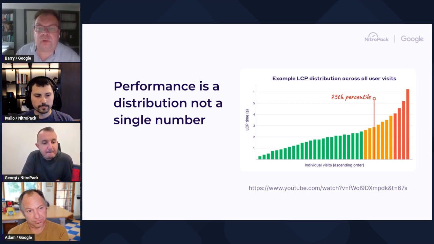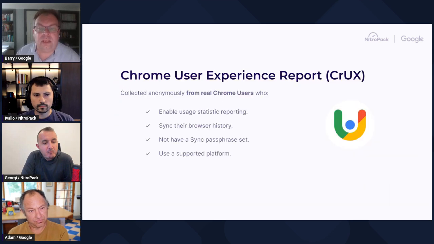So how are the Core Web Vitals known from real users by Google? They are anonymously collected using the Chrome User Experience Report, which collects data from real Chrome users that pass a number of criteria. They need to have enabled usage statistic reporting. They need to sync their browser history, not have a sync password set, and use a supported platform. The Chrome data is then aggregated and made public in a number of tools from Google.